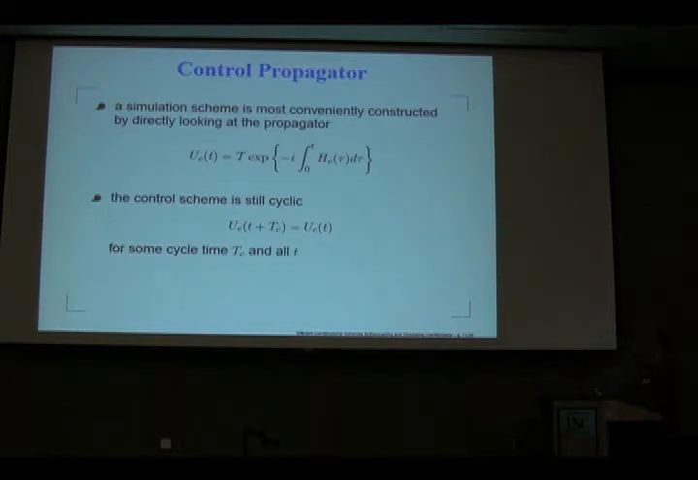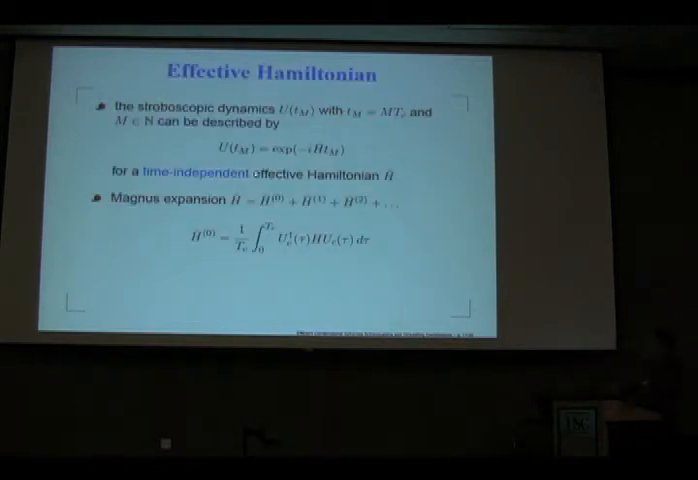Okay, so when we consider bounded strength control Hamiltonians, it's useful to work with this control propagator, U_c(t). This is the time evolution after time t that would arise if only the control Hamiltonian were present. Then we're going to assume that the control scheme is still cyclic for some time t_c and all t. This is very similar to the bang-bang setting.